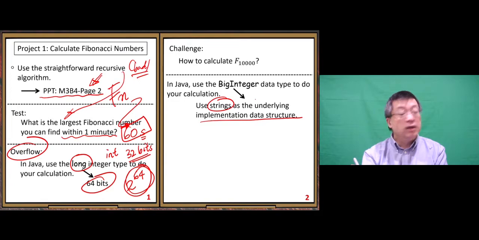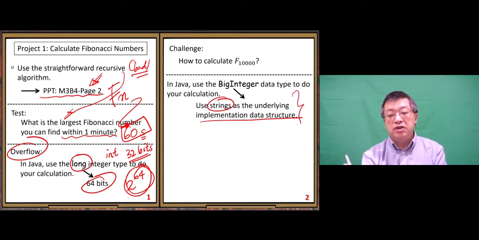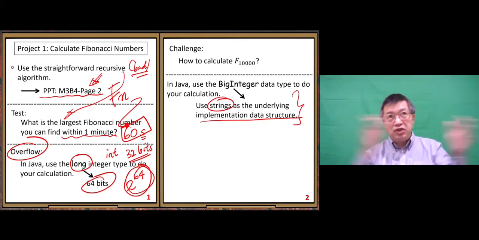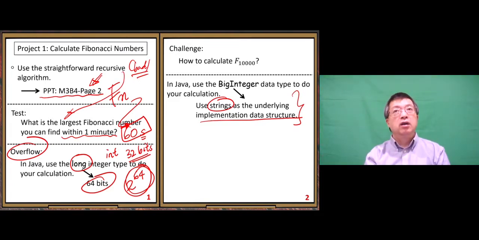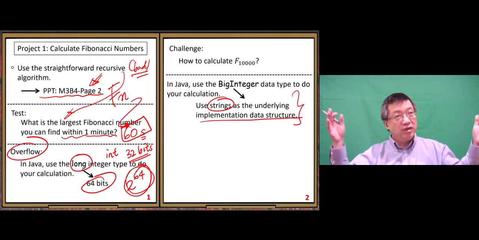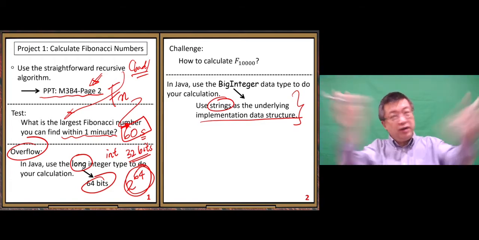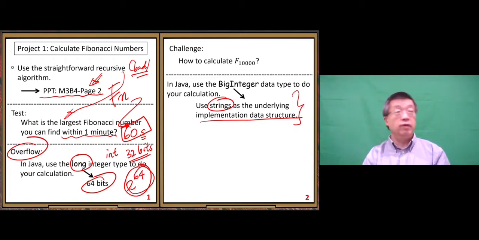So how can BigInteger store such a big number? Because it uses a string to represent the digits, the long digits, as a string. What is the limit for a string? There is no limit, right? So that's why we can use a string to represent a big integer without overflow.